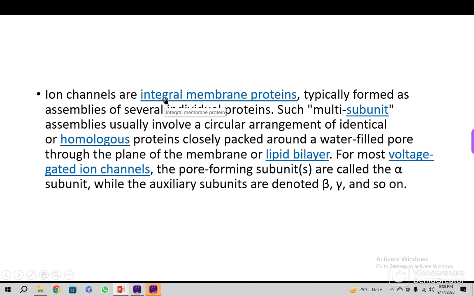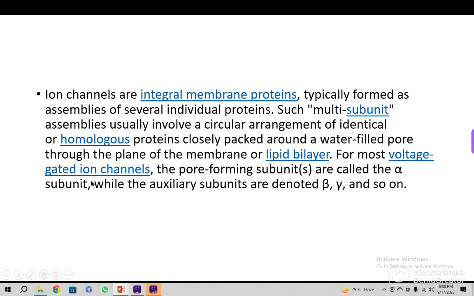Ion channels are integral membrane proteins typically formed as assemblies of several individual proteins, multi-subunit assemblies, usually involving a circular arrangement of identical or homologous proteins, closely packed around a water-filled pore through the plane of the membrane or lipid bilayer.